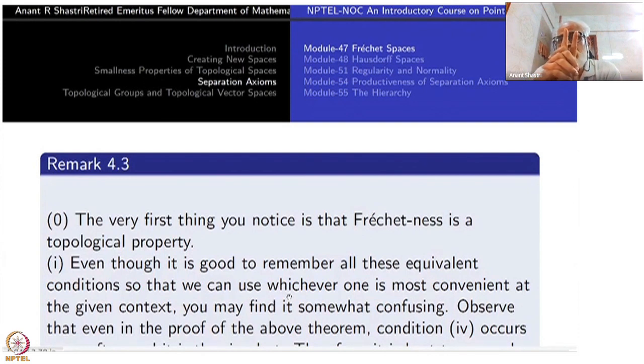Okay, you can take any one of them. For example, I will take singleton sets are closed. Under a homeomorphism, a closed set will go to a closed set. So singleton sets in the other space will also be closed. That's all. Even though it is good to remember all these equivalent conditions so that we can use whichever one is most convenient to us, you may find it somewhat confusing to remember all that.